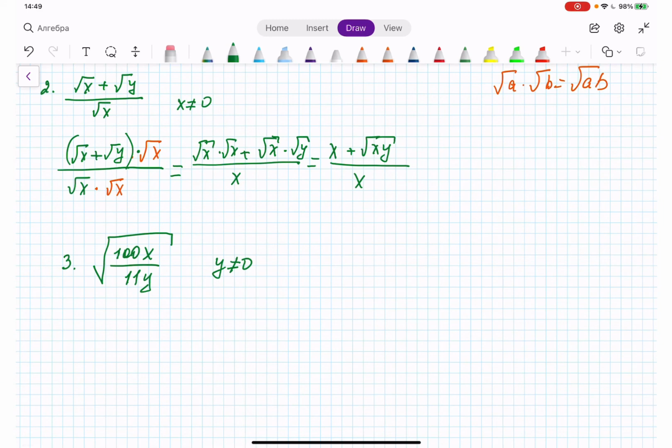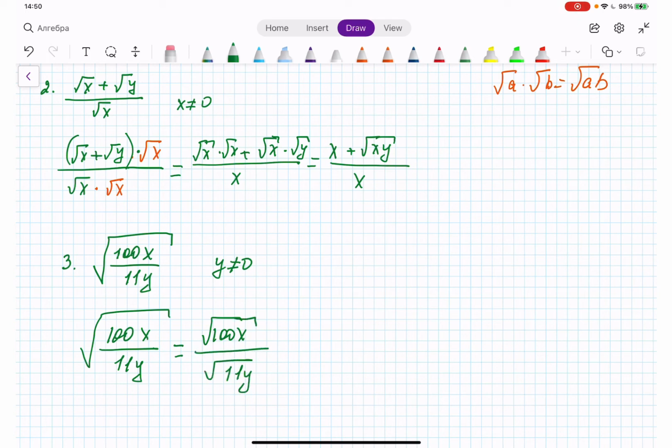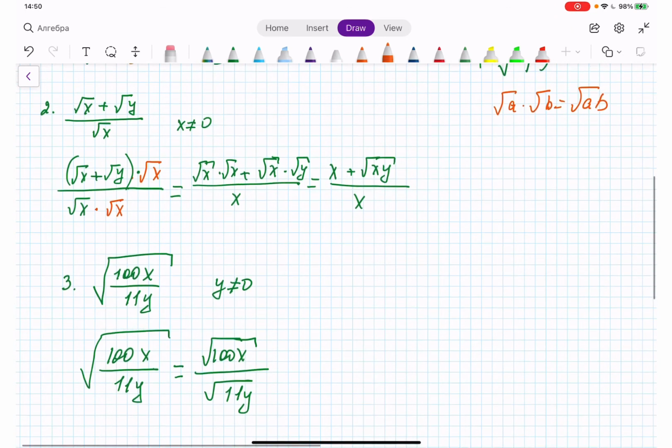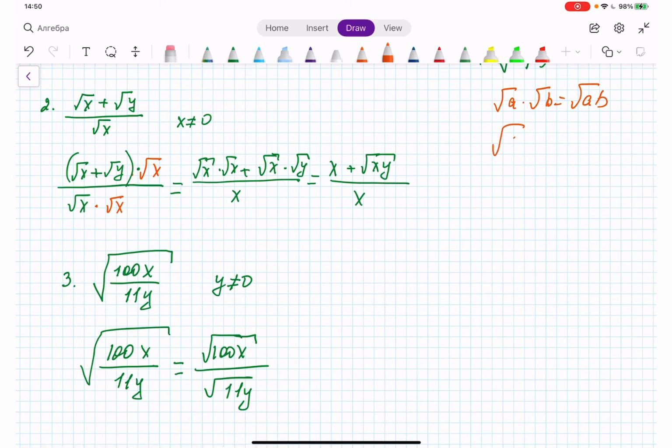So let me rewrite: 100x over 11y. This is going to be equal to square root of 100x over square root of 11y, based on the property of radicals, that square root of a over b is equal to square root a divided by square root b.